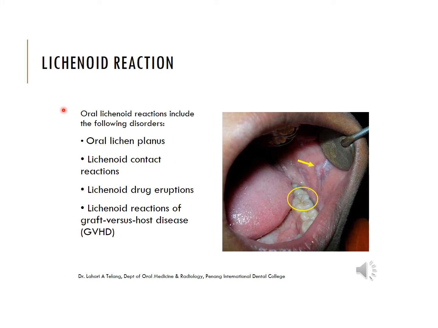So the lichenoid spectrum involves oral lichen planus, lichenoid contact reaction, lichenoid drug eruptions, and lichenoid reactions of graft versus host disease. So we're not going into the entire details of this. What this slide or case is aiming to get you to understand is the difference between the two diseases.